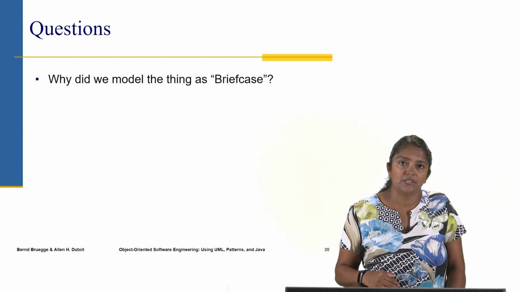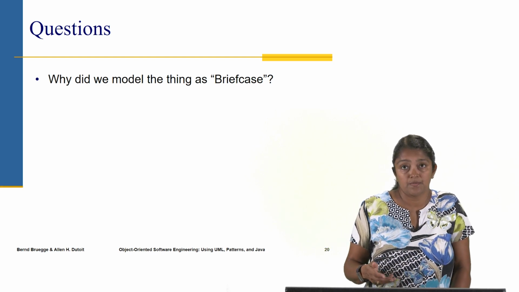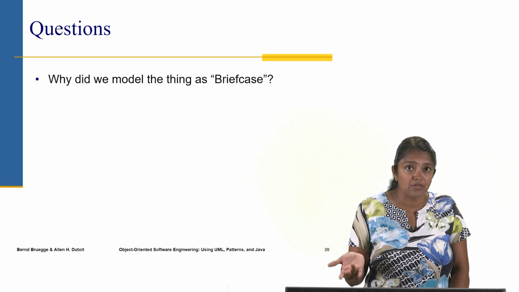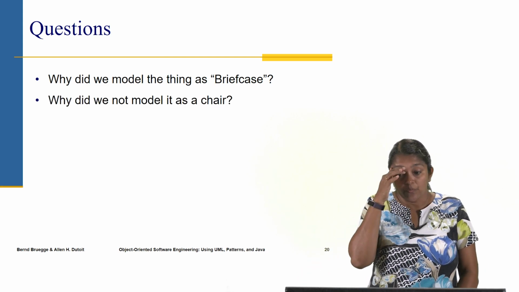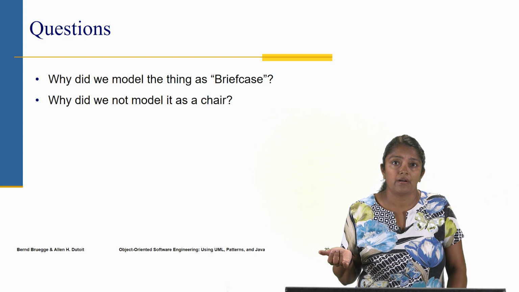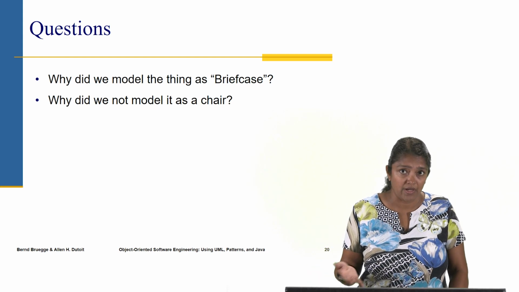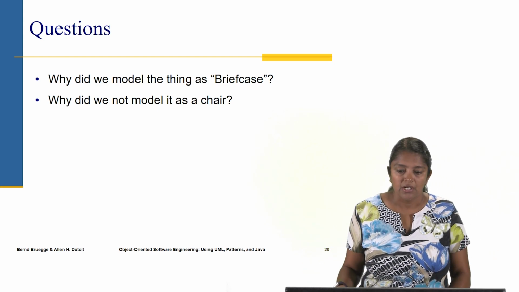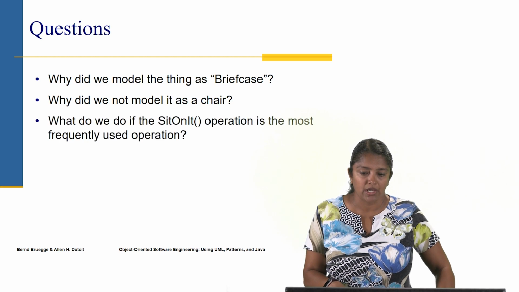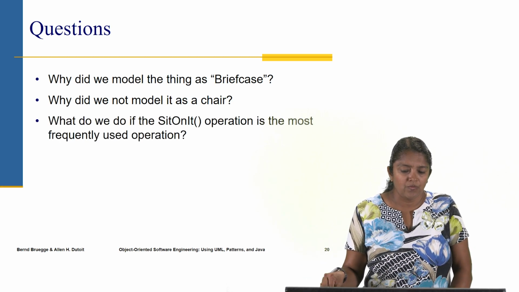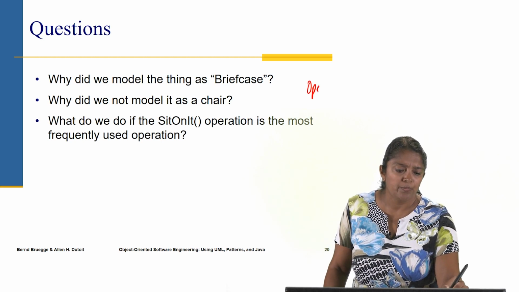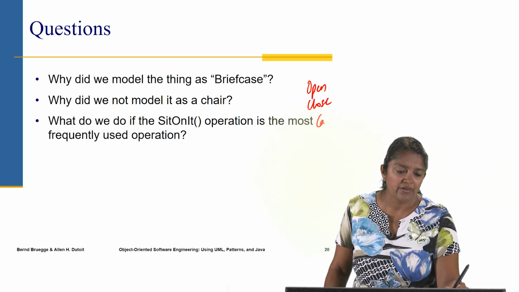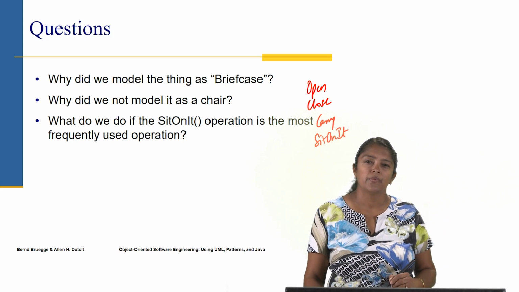Now, why did we model this thing as a briefcase in the first case? Because the picture is what it showed, right? It looked like a briefcase, so we modeled it as a briefcase. Why did we not model it as a chair? Well, it did not look like a chair. Based on that initial information, it looked like a briefcase, so we modeled it that way. So we've identified that the operations are open, close, carry, and then sit on it, because we were told that that's the new use for it.